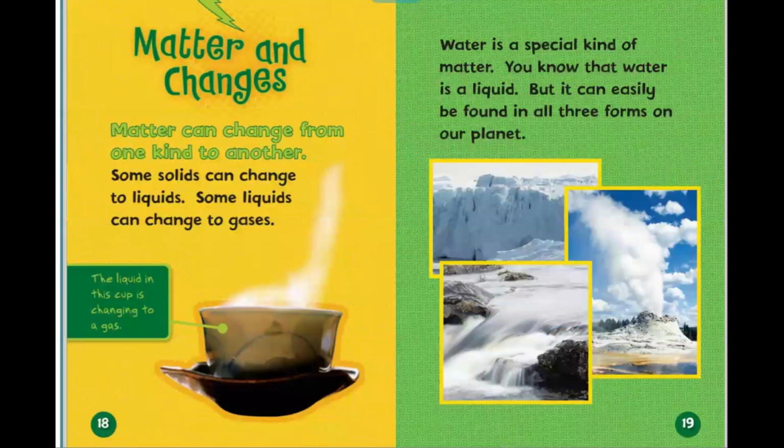Matter and changes. Matter can change from one kind to another. Some solids can change to liquids. Some liquids can change to gases. The liquid in this cup is changing to a gas. Water is a special kind of matter. You know that water is a liquid, but it can easily be found in all 3 forms on our planet.